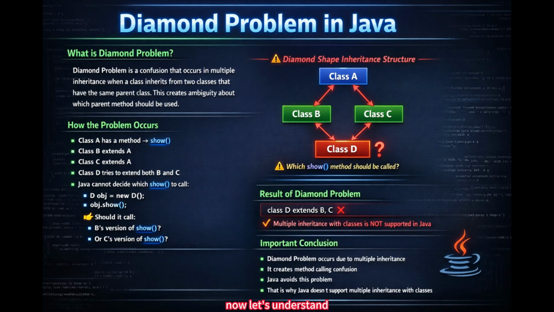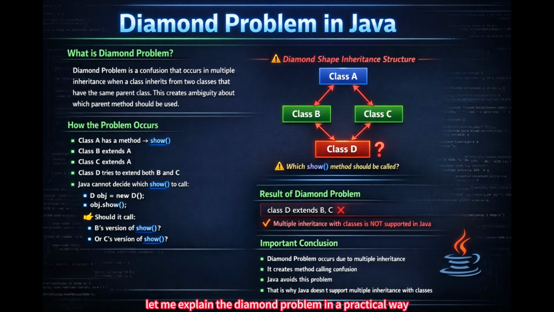Now let's understand, what is the diamond problem? The diamond problem is a confusion that occurs in multiple inheritance when a class inherits from two classes that have the same parent class. This creates ambiguity about which parent method should be used. Why is it called the diamond problem? Because the inheritance structure looks like a diamond shape.